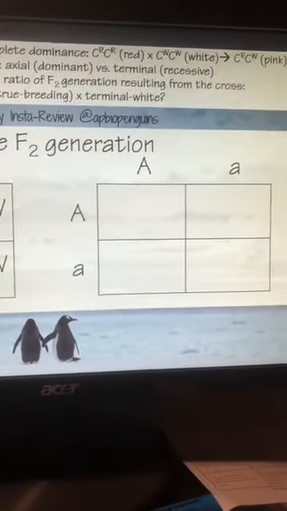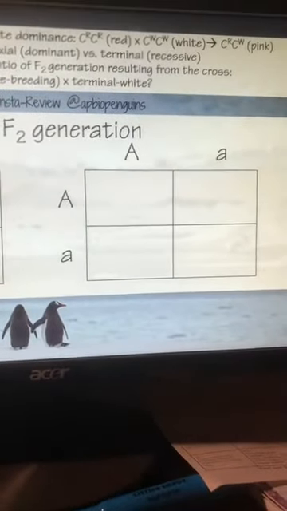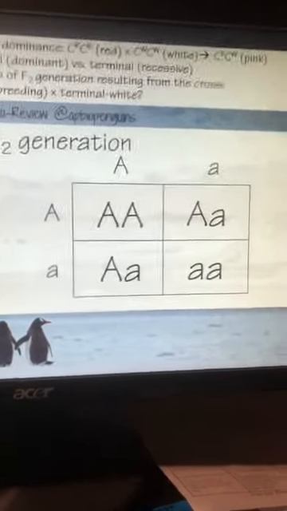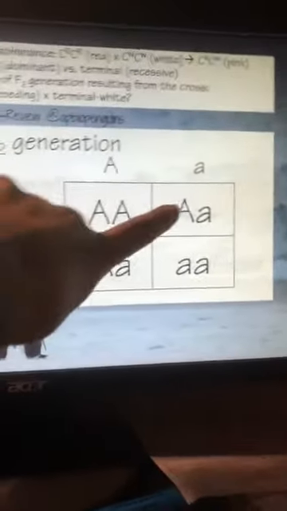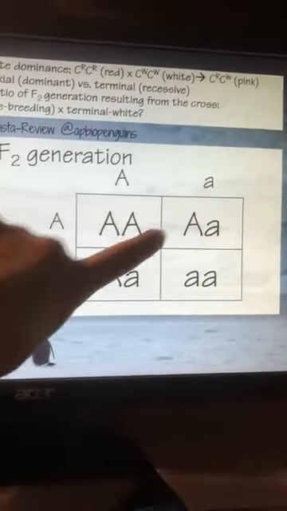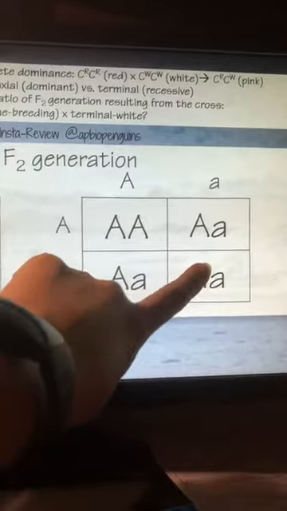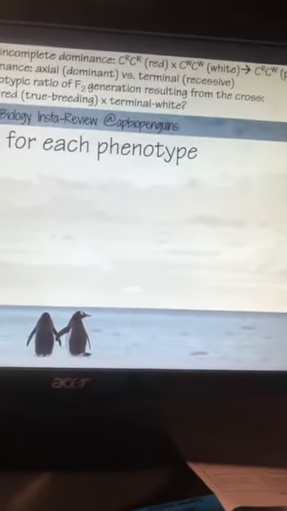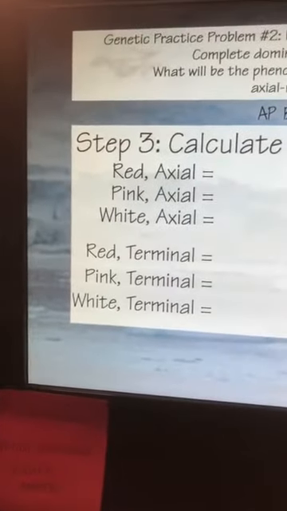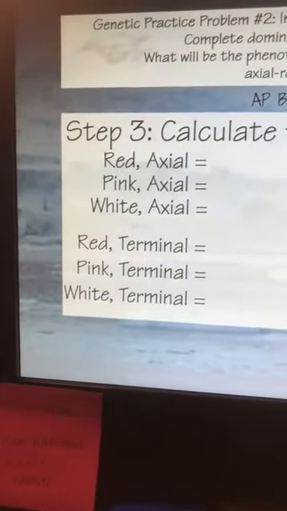So we do the same thing with our axial. Again, we're going to cross the heterozygote, which we are pretty much awesome on. So 3/4 of them will be axial and 1/4 will be terminal. So we move into calculating each of our phenotypes. I went ahead and just wrote them all out, the 6 different combinations you can make here.